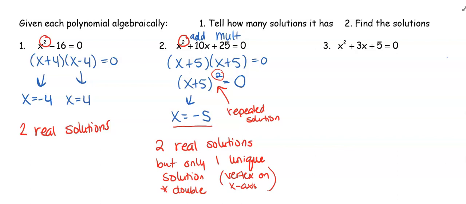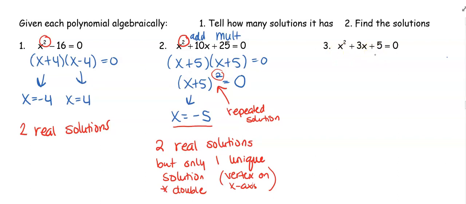So don't fool yourselves, because we're going to use that degree to really check our work to make sure that we found all of our solutions. Don't forget, this is a double root. It counts twice. One unique number.